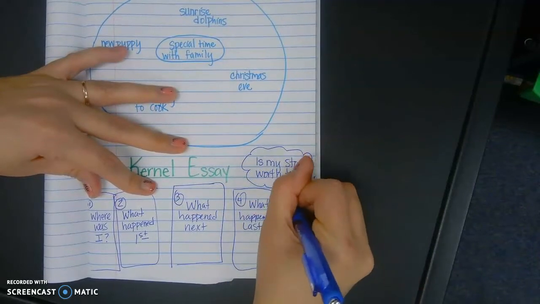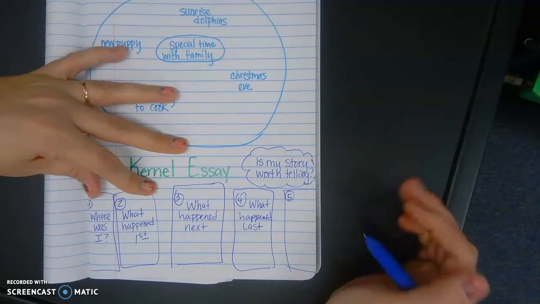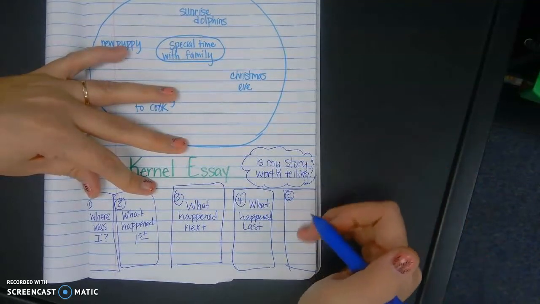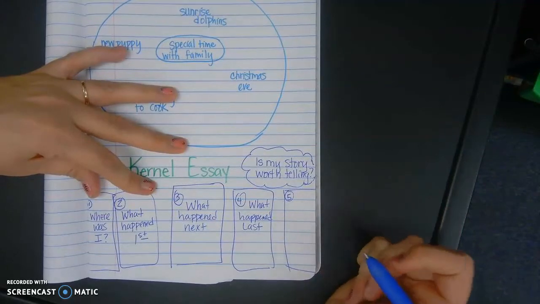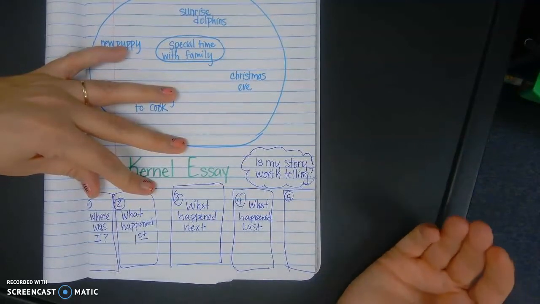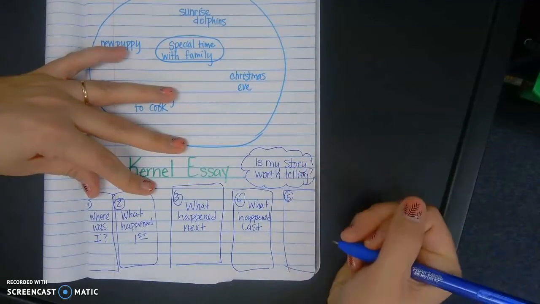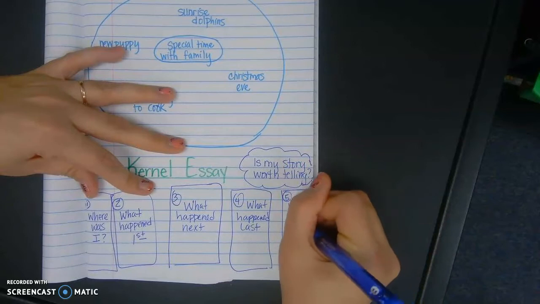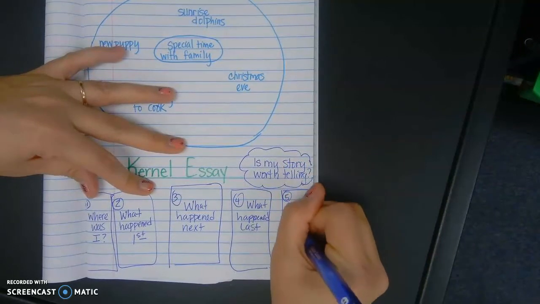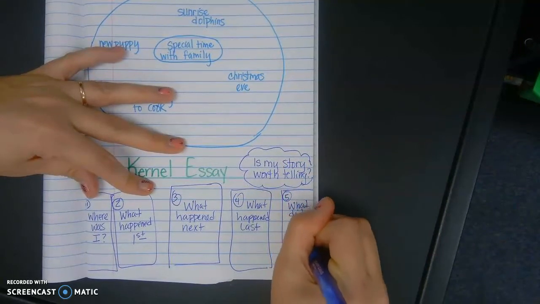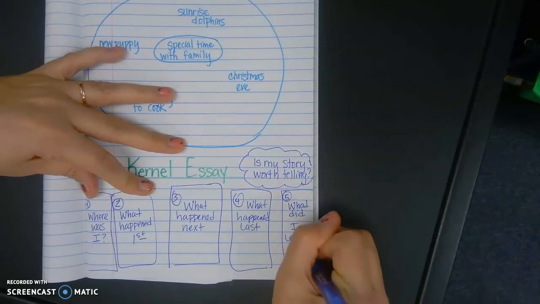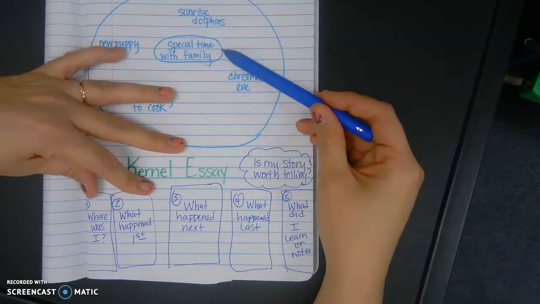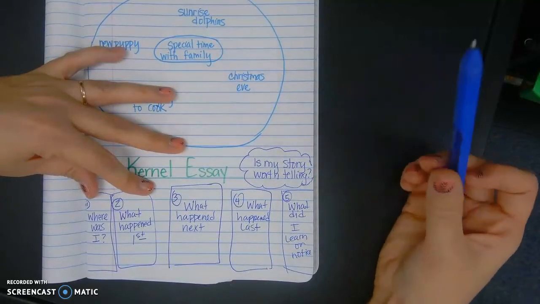And then number 5 is where we're going to tie in what we've been learning about the author's purpose and message. This is going to be our message. It's going to be, what did I learn or notice? Okay, so it's going to be our message we're trying to tell our readers. So what did I learn or notice? So this is going to be, what did we learn from that special time with our family? Okay, what did it make us realize about that?